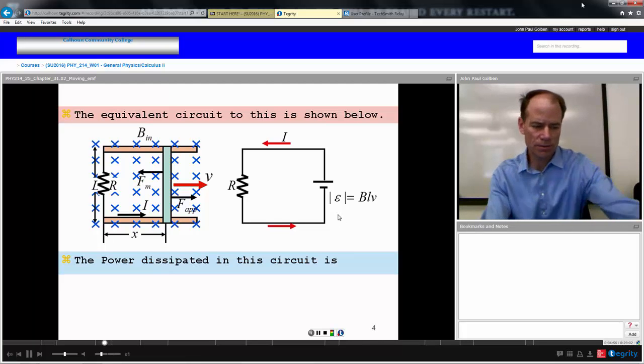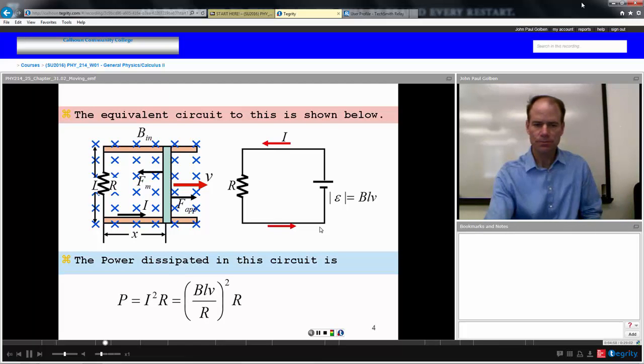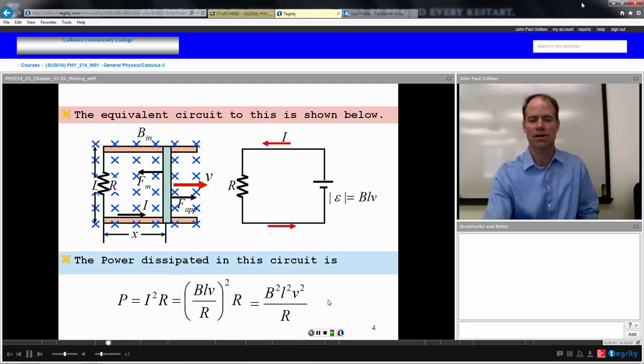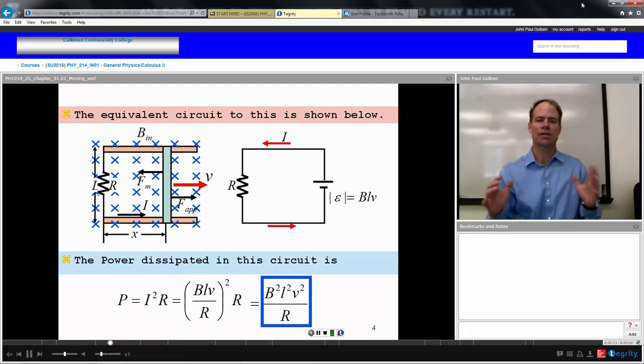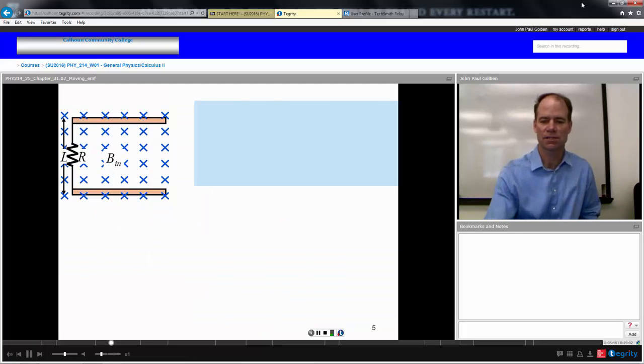The power dissipated in this circuit will be I squared R, which will be (BLv over R) squared times R, which will be B squared L squared v squared divided by R. And that will be the power dissipated in this moving conductor circuit.